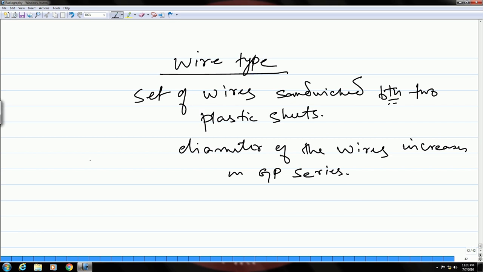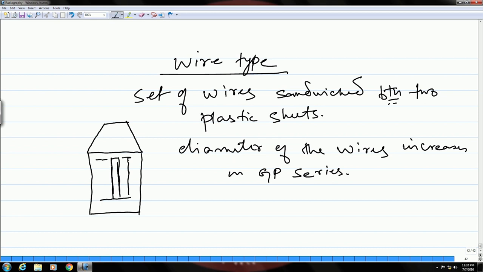So, what you have basically in this case, you will see something like this. I have a penetrometer which I am going to show you, I have a piece of it. So, this looks like this, something like this. So, this is the plastic sheet, and inside this you would see a set of wires, generally 7 wires we will see. And from one end the diameter of the wire will increase in a GP series like this. Okay. So, this will gradually increase.